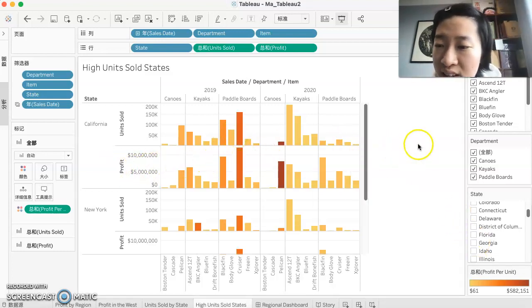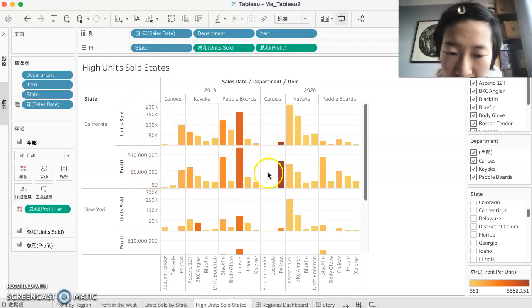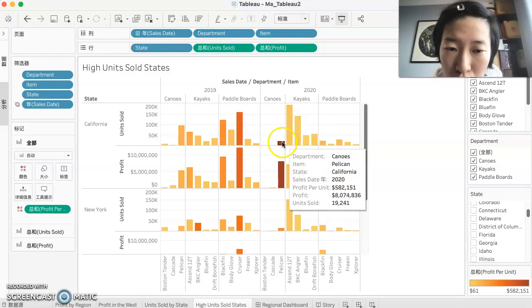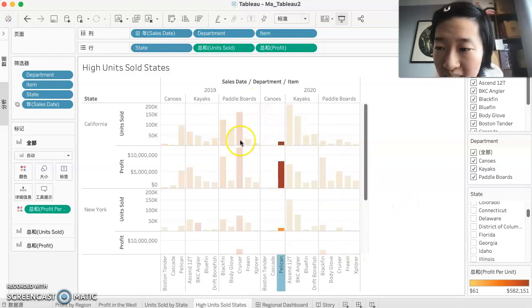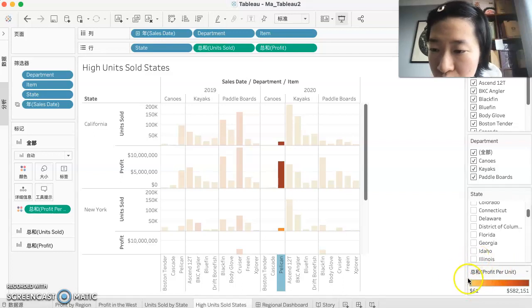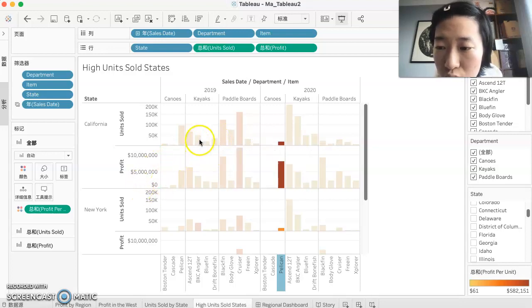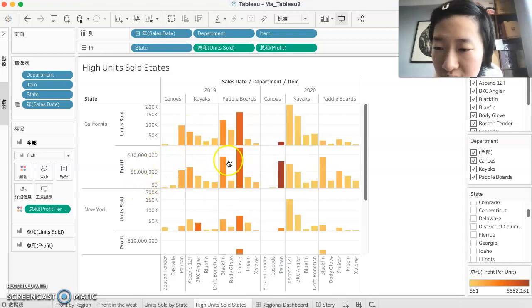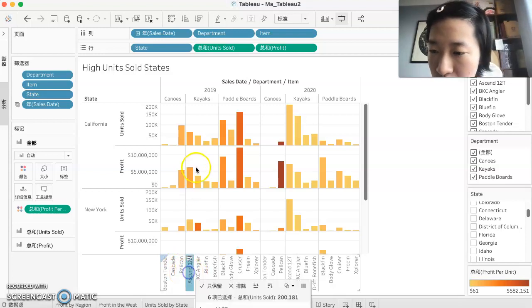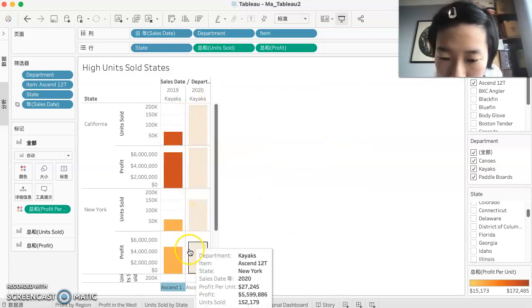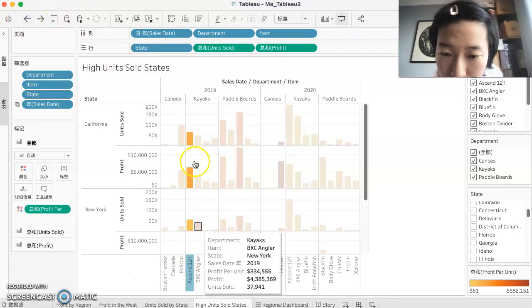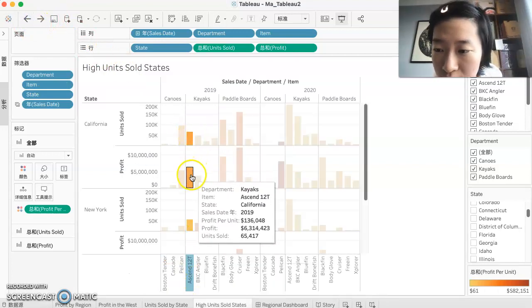I found a very interesting thing. What is that? Let's see the California Pelican in 2020. The units sold of Pelican is low, but the profit of it comes really high. How come? I think it's because the profit per unit of it is high, which leads to a really high profit. This rule also works for other items. For example, ISM3011. This one is lower, and this one is lower, this one higher.